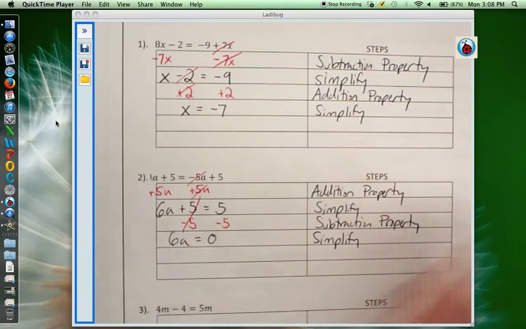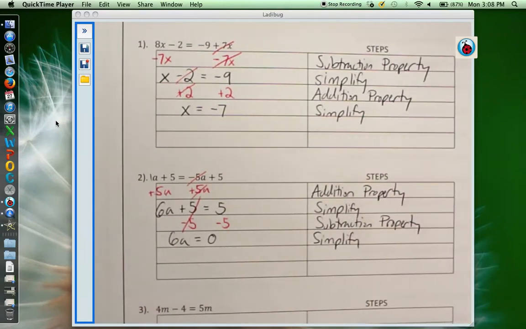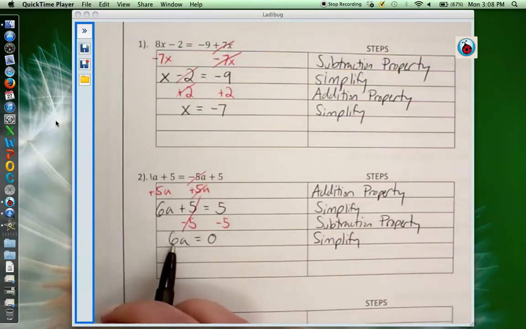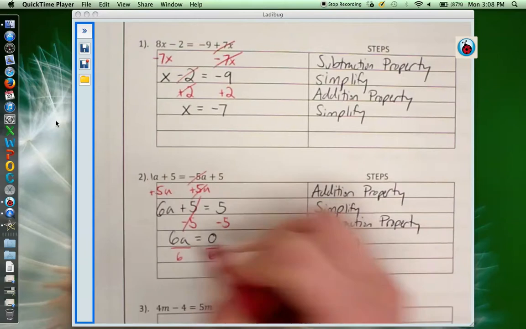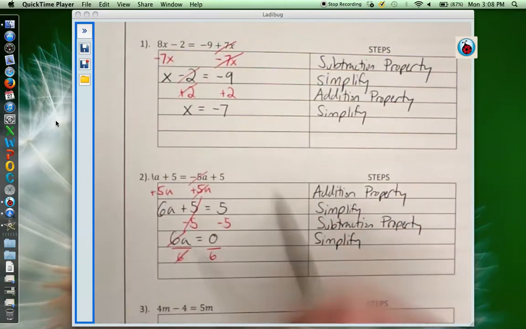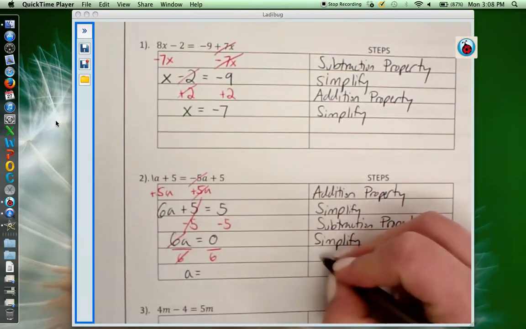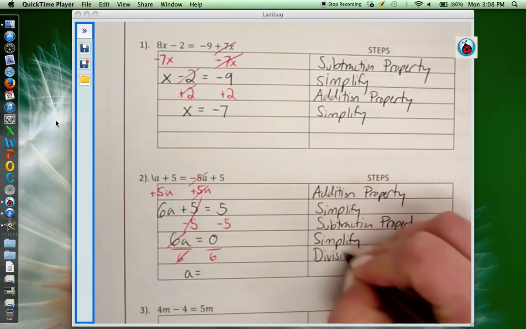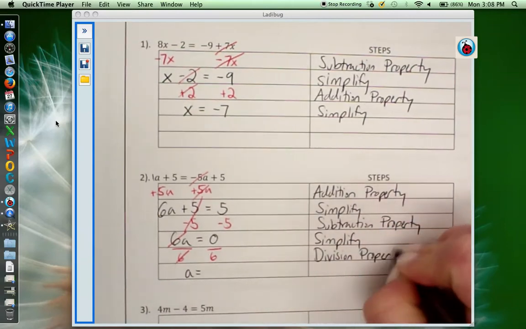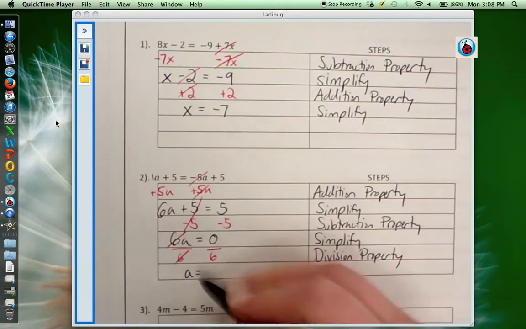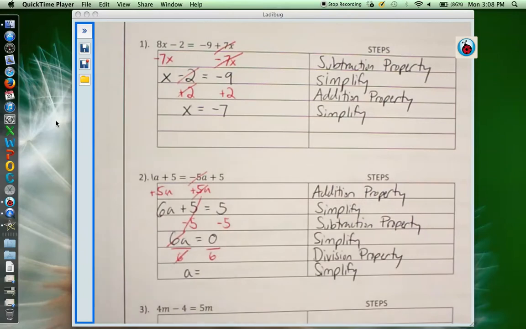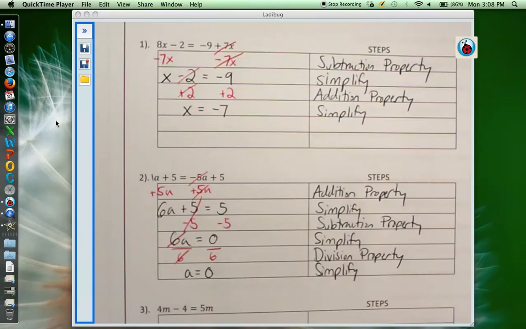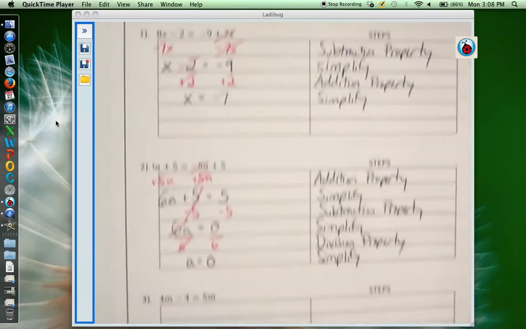Let's simplify. All right, my very last step to get a by itself, I want to get rid of that 6. So I'm going to divide both sides by 6. 6 and 6 cancel, leaving a all by itself, just like I wanted. And this one was division property. And in my very last step, I'm going to simplify 0 divided by 6. 0 divided by 6 is just 0. So I get a equals 0 as my answer.